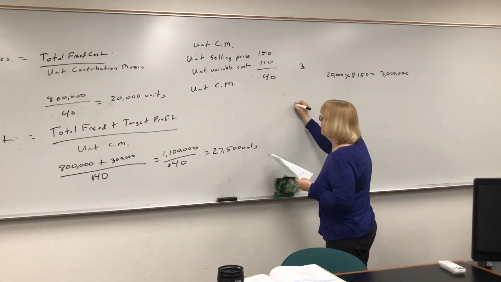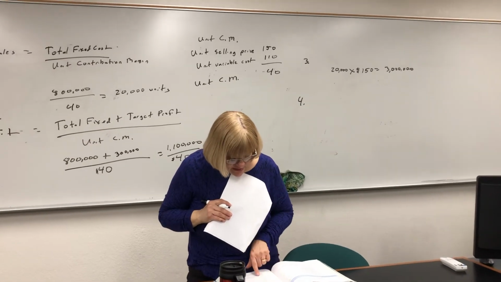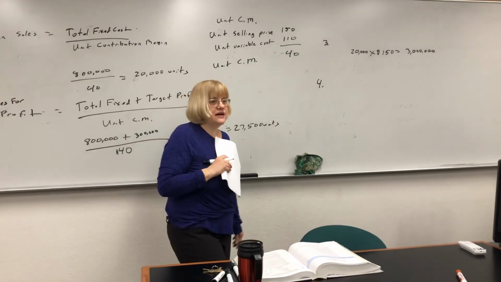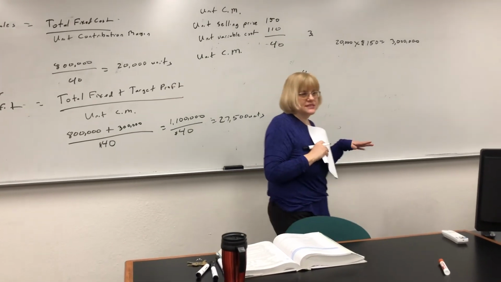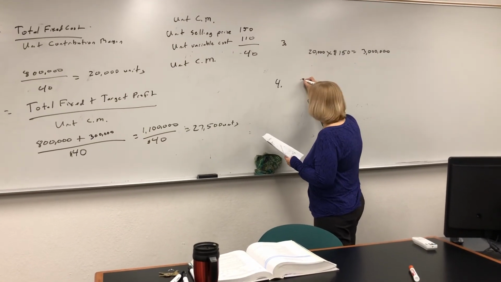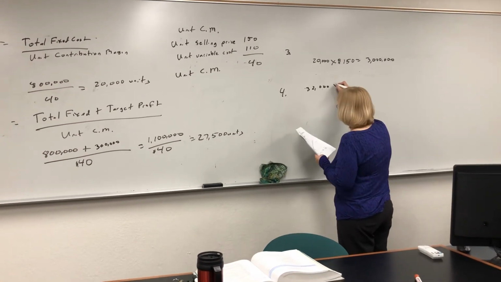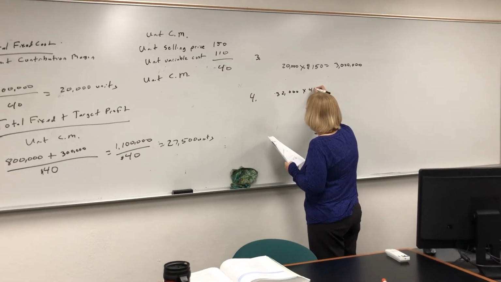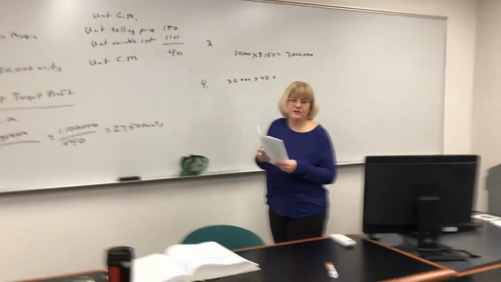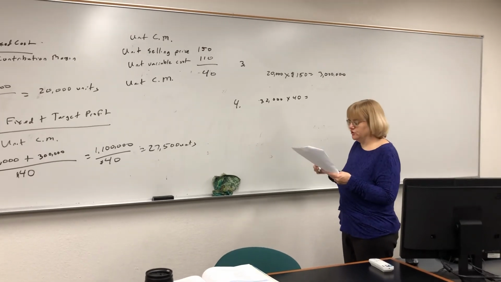And then number 4 asks, determine the probable operating income if sales total 32,000. So of course you can work this out with the sales minus the cost, or what you can do is take the 32,000 times the $40, and they have it worked out a little bit differently in the book here. So can you punch in 32,000 times 40? Which is your unit contribution margin.